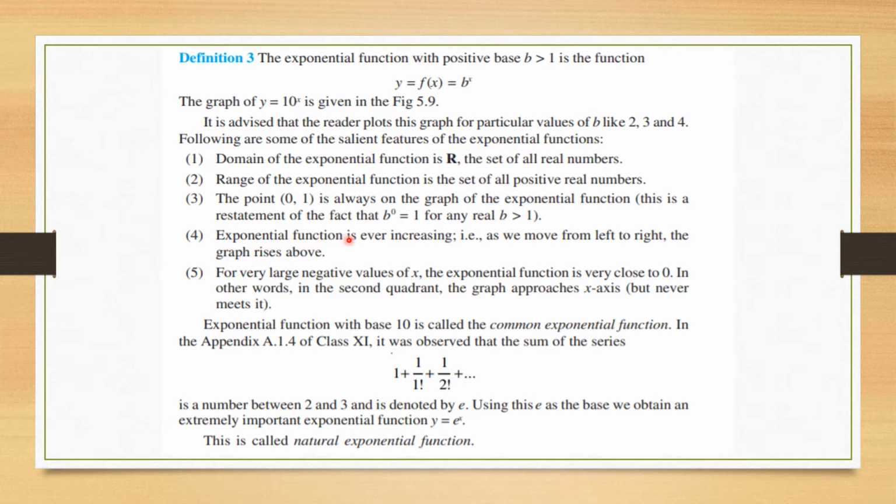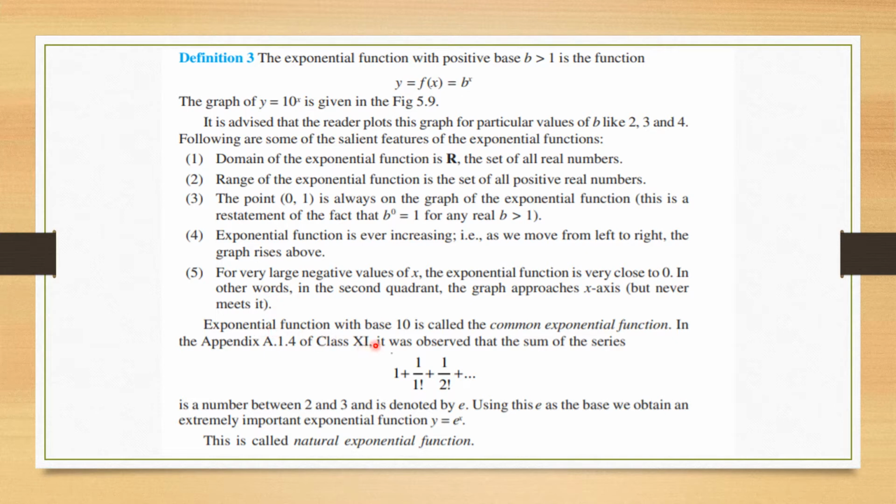And number 4 is that the exponential function is ever increasing. As we move from left to right, the graph rises, as you have seen in the graph of 10 raised to power x. For very large negative values of x, the exponential function is very close to 0. For example, 10 raised to power minus 19 is 1 upon 10 raised to power 19, and the value gets closer to 0. In the second quadrant the graph approaches the x-axis but never meets it. It will be parallel but never meeting it.